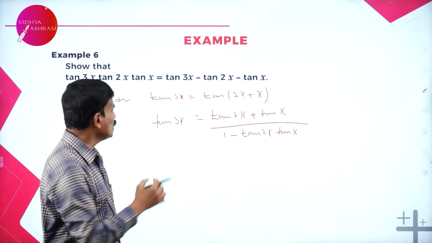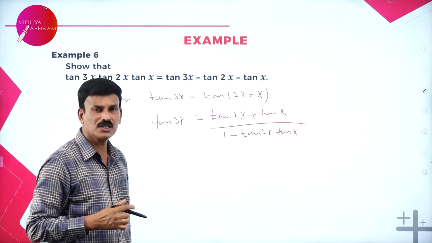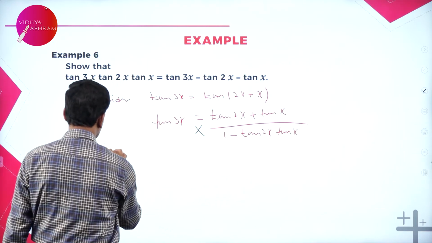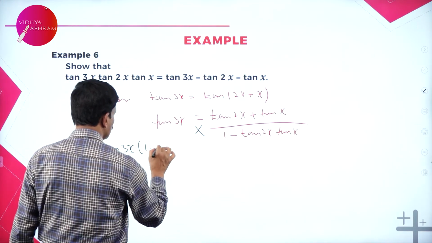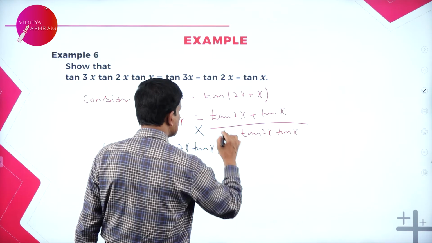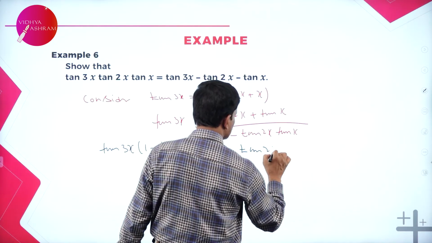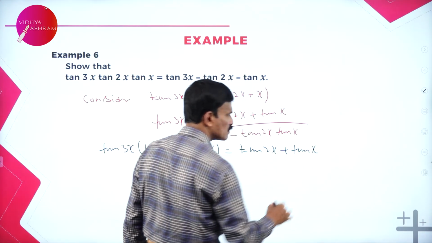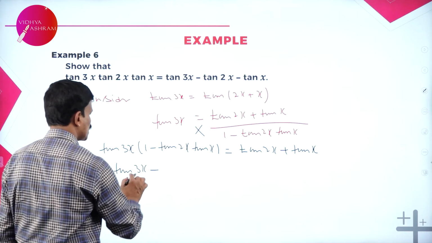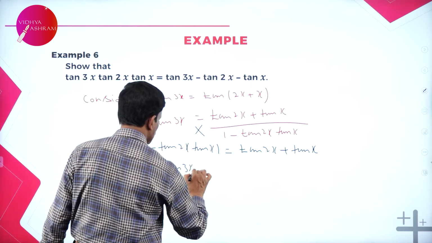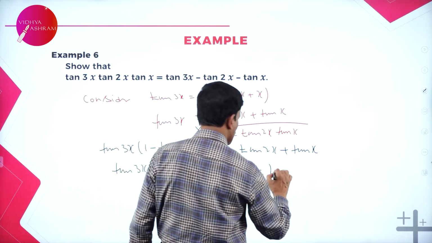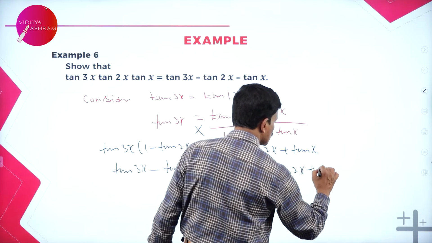Just substitute the formula: tan 2x plus tan x divided by 1 minus tan 2x into tan x. Just cross multiply it, that's all. If we cross multiply, what we will get? Tan 3x into 1 minus tan 2x into tan x is equal to, in the numerator, tan 2x plus tan x. Now just multiply by tan 3x. Tan 3x into 1 is tan 3x, minus tan 3x into tan 2x into tan x is equal to, this is as it is, tan 2x plus tan x.